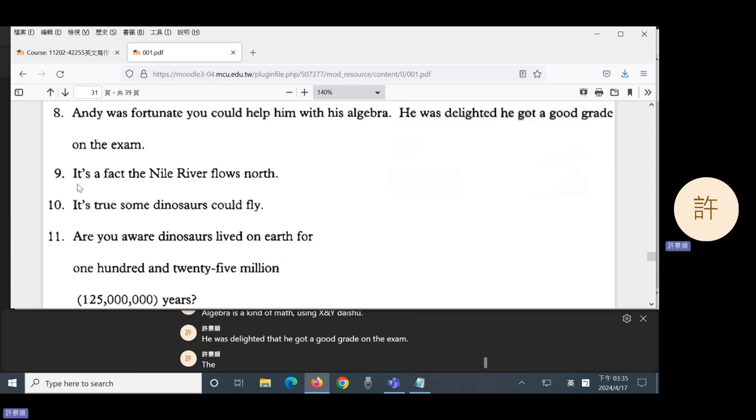Number nine, it's a fact that the Nile River flows north. Now, be careful. I said you can add the words the fact that, and it just means that. But here the question says a fact, so this is actually part of the sentence. It's a fact.